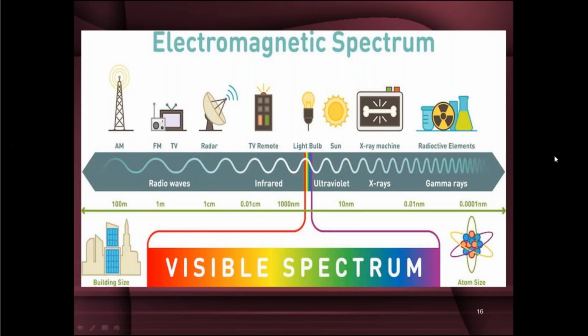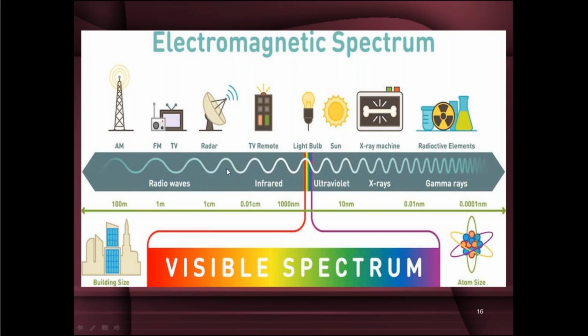So you can easily make out that the wavelength on the right hand side, say for the gamma rays, is very small. It goes on increasing as you proceed to the left, and it is maximum for the radio waves. The top side shows what each is used for. The radio waves are used for radio purposes, FM, AM, TV, radar, etc.